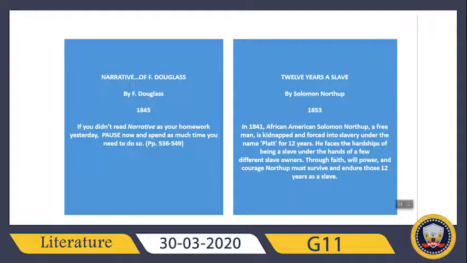In his book, African American Solomon Northup, a free man, is kidnapped and forced into slavery under the name Platt for 12 years. He faces the hardships of being a slave under the hands of a few different slave owners. Some of them are sensible, some of them are absolute monsters. Through faith, willpower, and courage, Northup must survive and endure those 12 years of slavery.